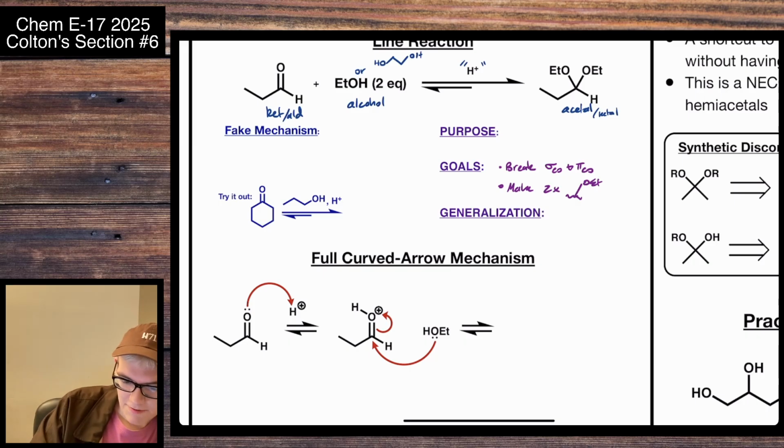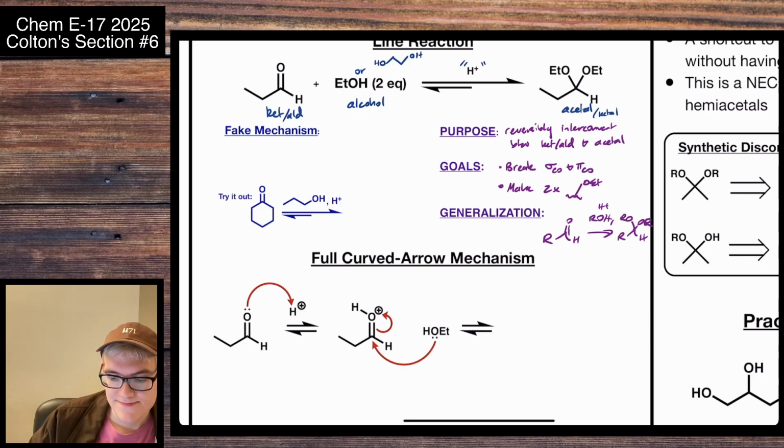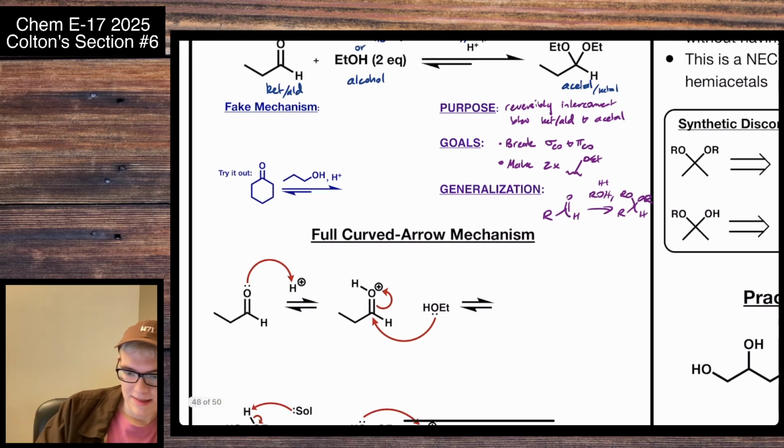So generally speaking, the purpose of this reaction is to reversibly interconvert between the ketone or aldehyde functional group and the acetal. Our generalization is we would have some aldehyde here, we'd have some alcohol and acid, and then we would form our acetal product with ORs added in its place. So with this in mind, let's analyze the reaction.